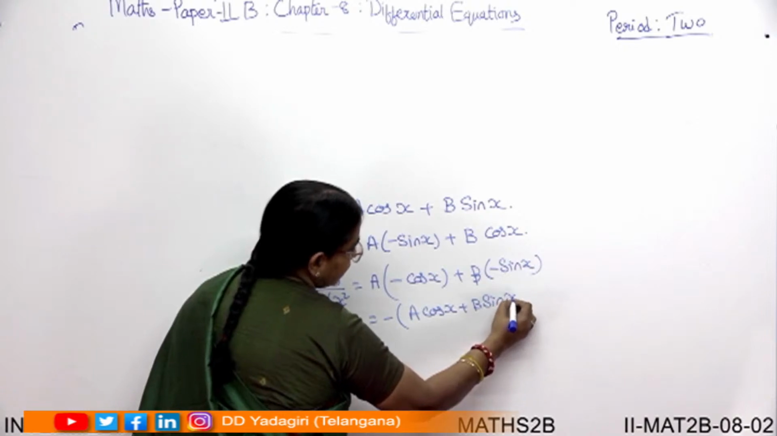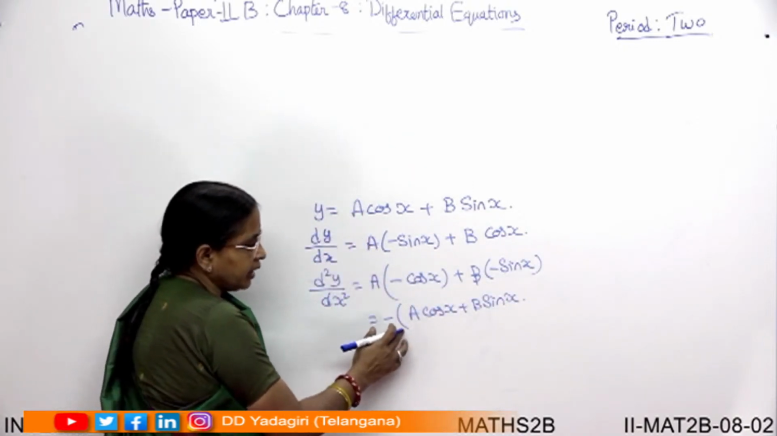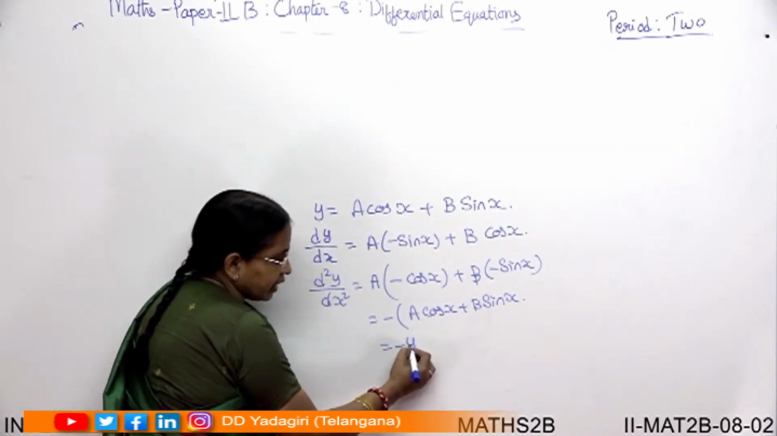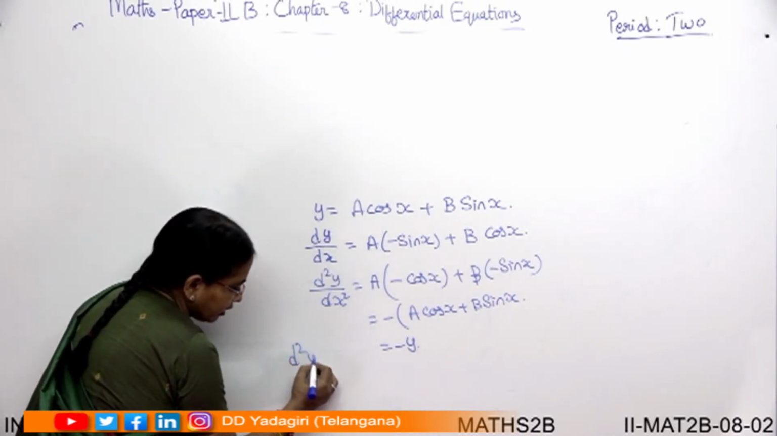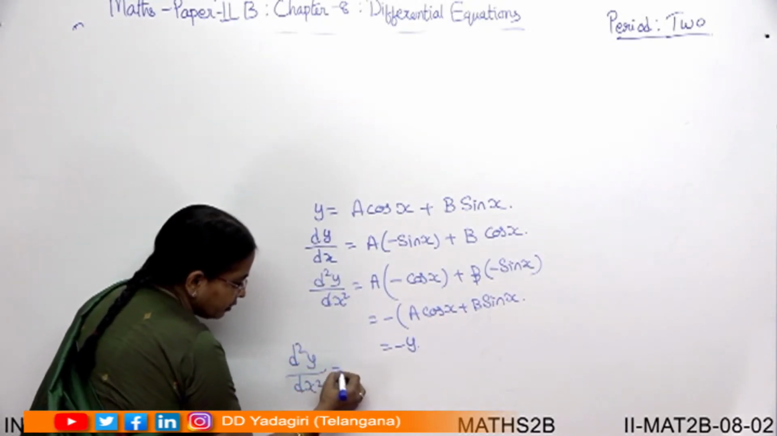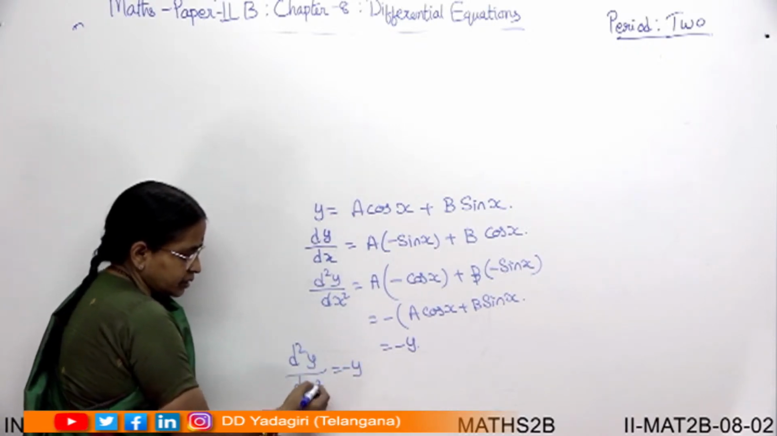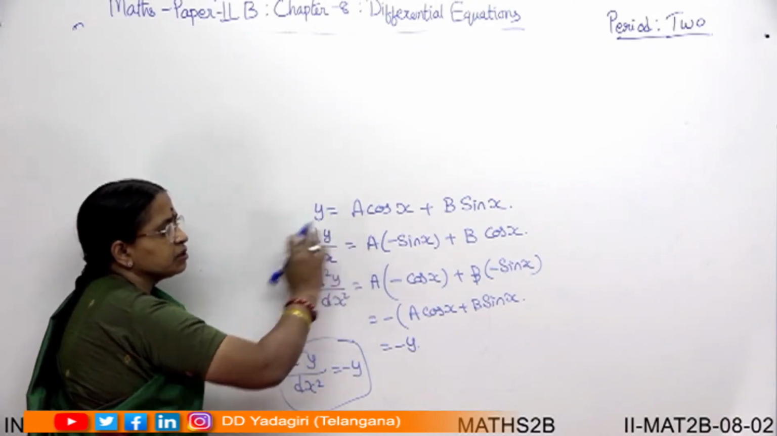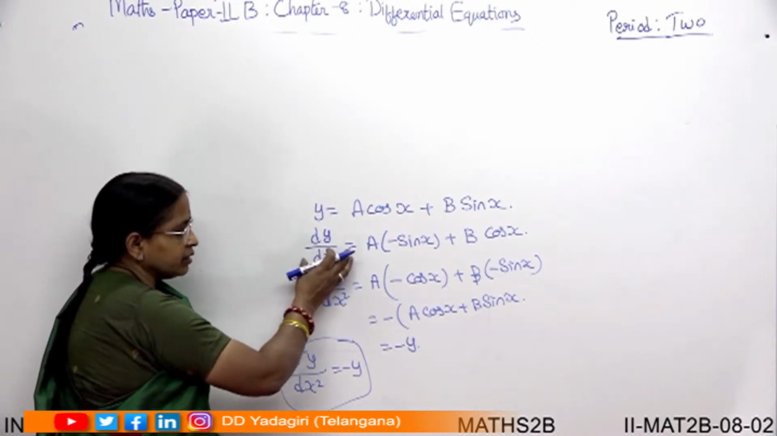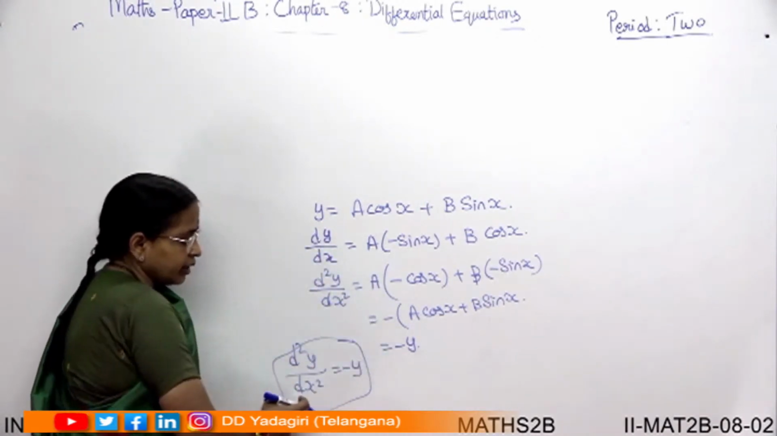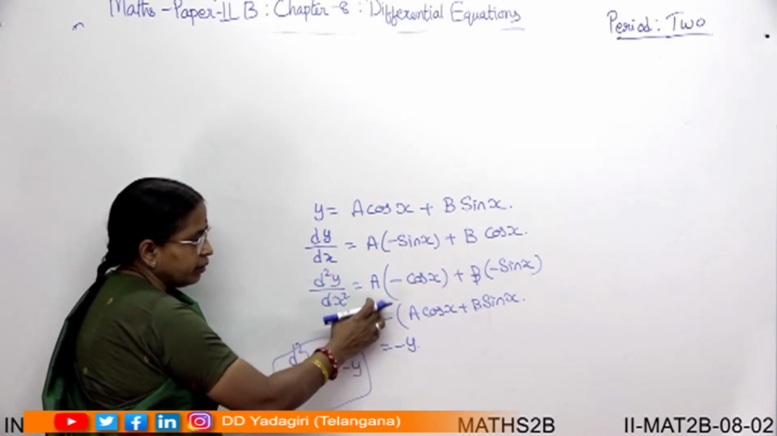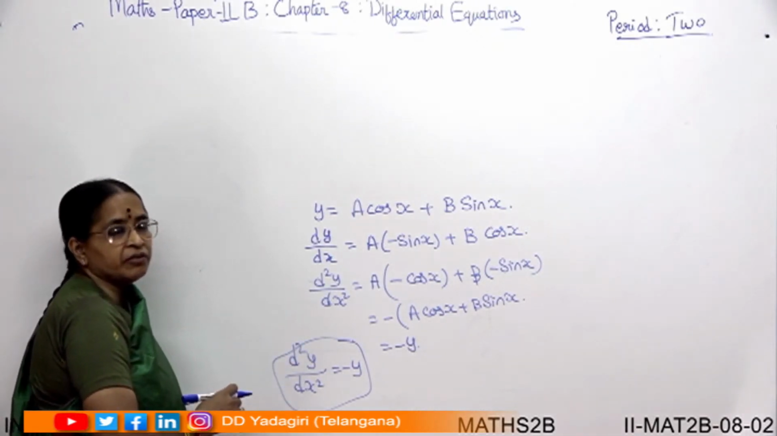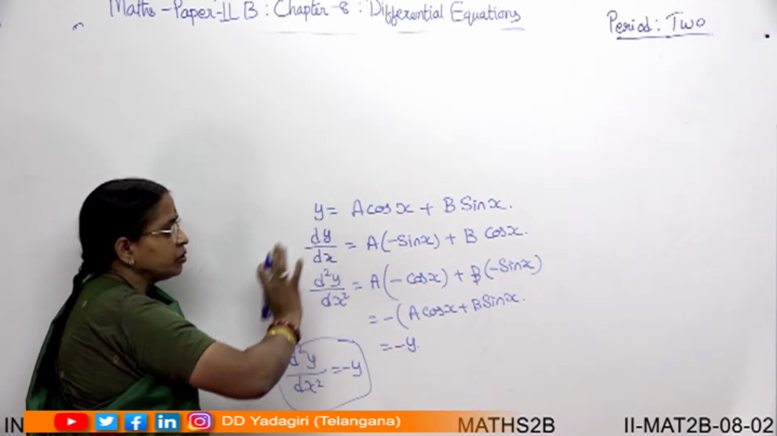So here, without using these equations, you can directly eliminate like this. A cos x plus b sin x is nothing but y. So you can just write minus y. That's all. That means d square y by dx square is equal to minus y, or d square y by dx square plus y is equal to 0 is the required differential equation for which this is the solution. So here we didn't solve for any a or b. Directly we could get the equation because in the second order derivative we were able to write it as minus y. So like this we form the differential equation when solutions are given.